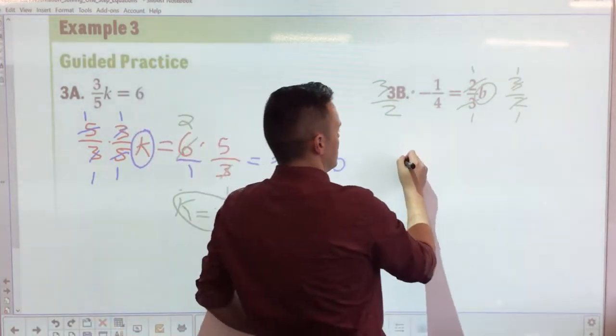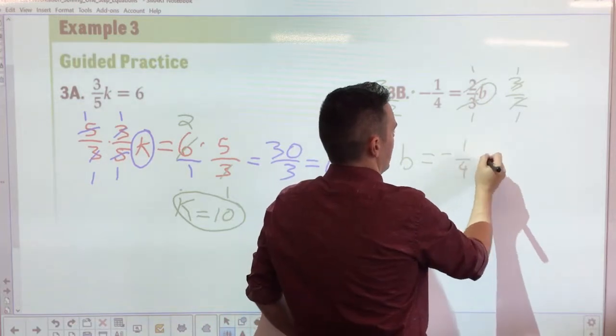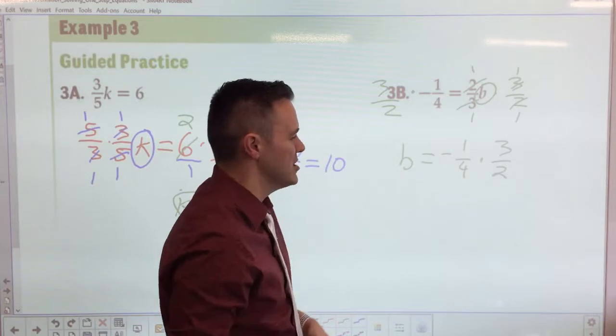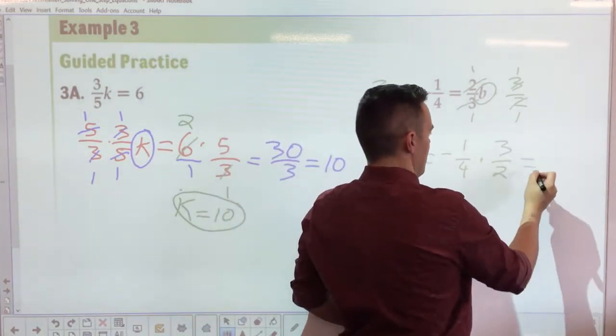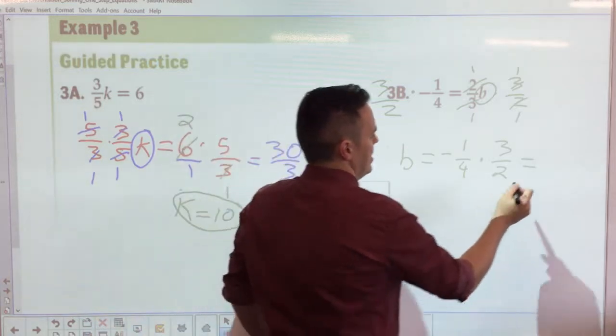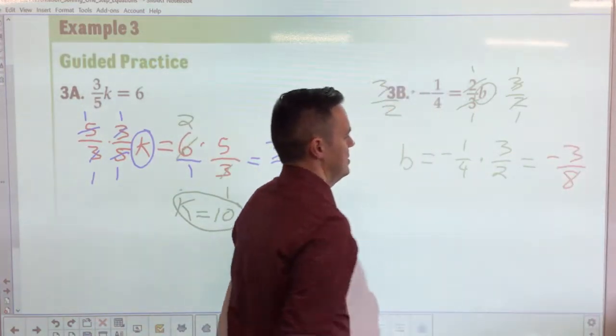So b equals, I'm going to rewrite this so I can see it better, negative 1/4 times 3 over 2. Doesn't look like I can cross multiply, so you just multiply it straight up. Your final answer, ladies and gentlemen, would be negative 3 over 8.